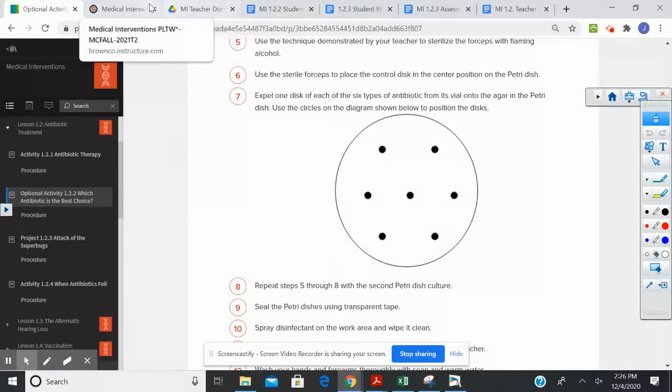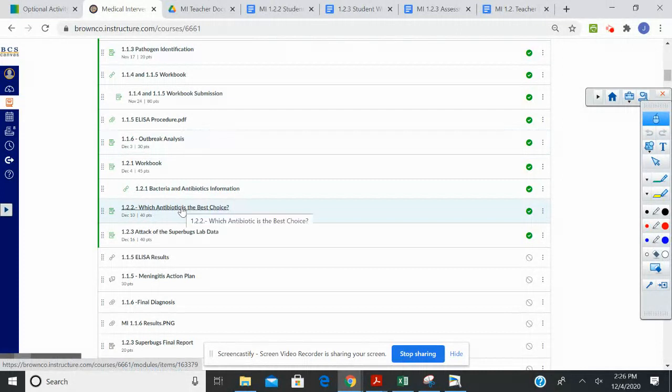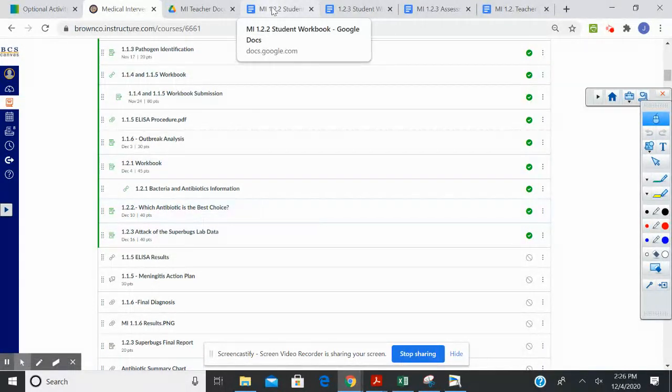Now, there is a student workbook assignment. This is only digital, so it's not going to be printed out. 1-2-2, which antibiotic is the best choice? This is something you should be working on the day that you're not here. You will not work on this much in class, all right? And this is due Thursday the 10th, so you do have quite a bit of time to do it. So if you click here, I made it due a little bit later because the lab takes a couple of days.